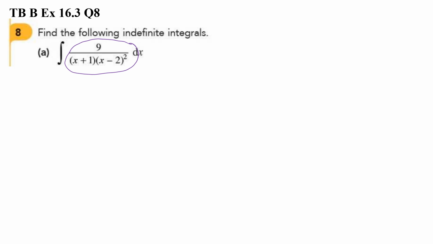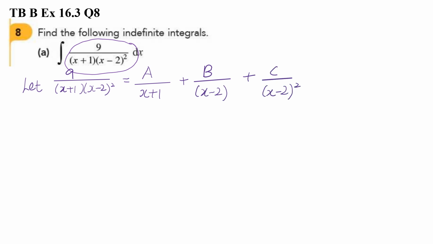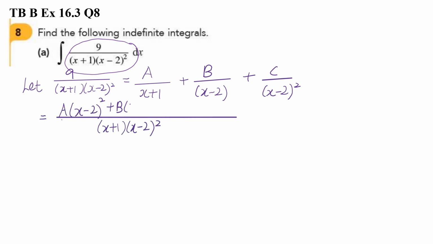So this one we are given a linear and a repeated linear factor. For linear, it's rather easy. You just let it be A over bracket x plus 1. For repeated, it will be B over x minus 2, the first factor, and then C over the repeated one. Okay, and then we're going to combine them into a fraction.